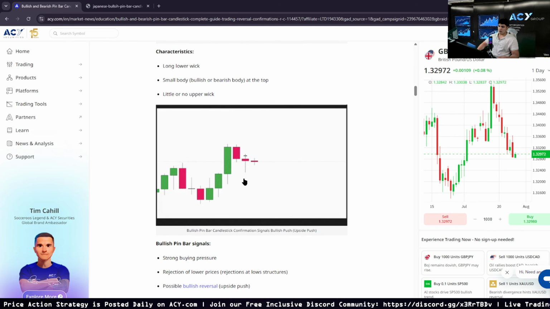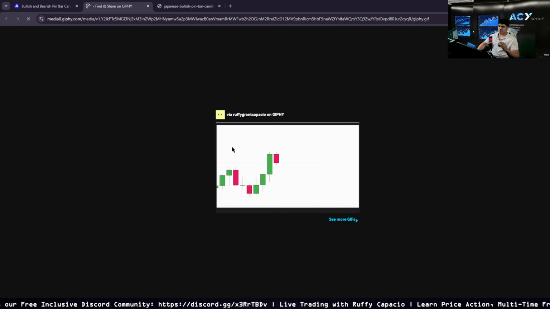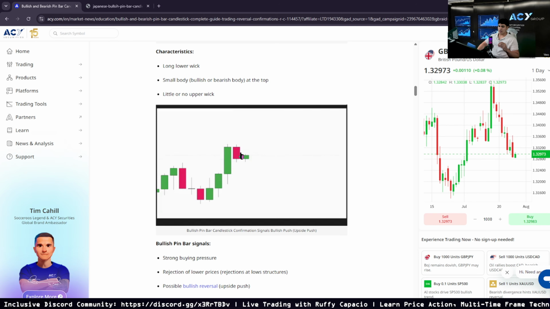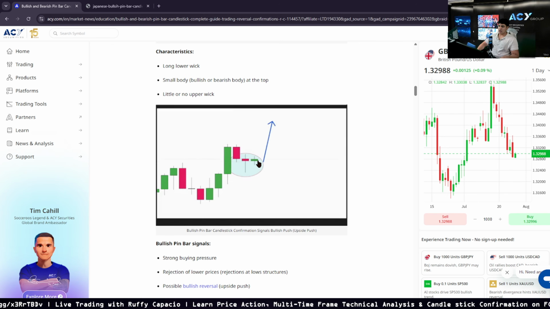Now, a bullish pin bar will usually happen at lows, at a higher low structure or a lower low structure, as long as it is at the low. As you can see, price creates a higher high. Right after the market creates a higher high, it creates a low. A pin bar is created. Next thing that happened: push to the upside. You can clearly see this is previous history that happened before. Like I've said, the market repeats itself.